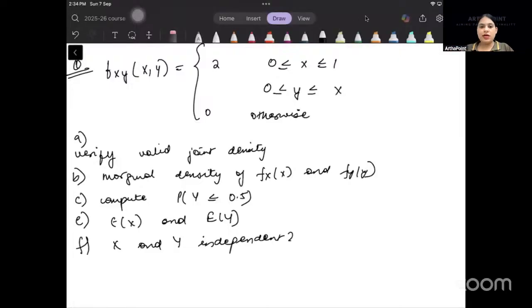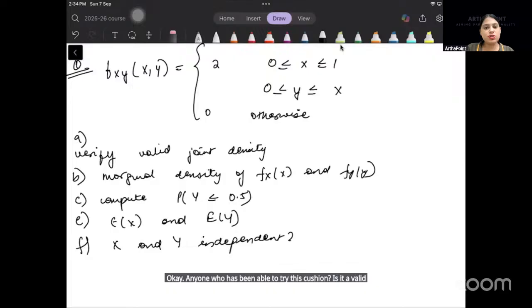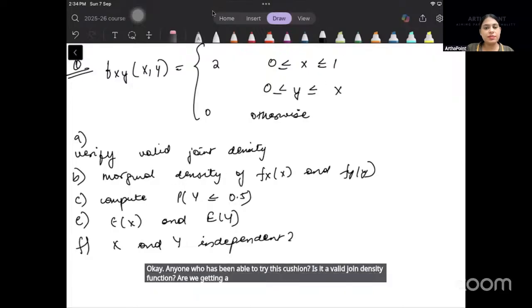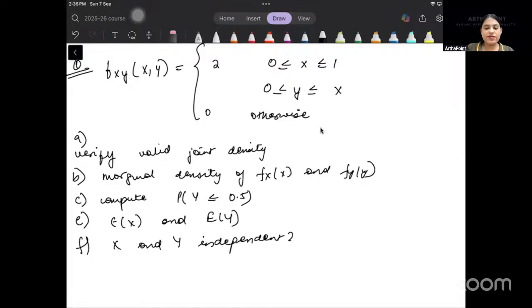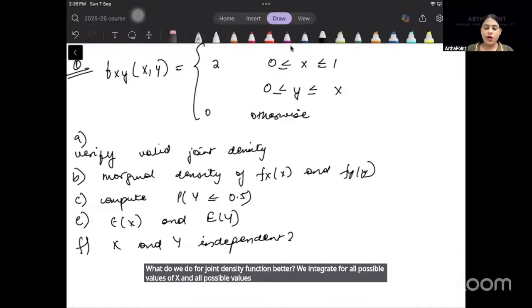Okay. Anyone who has been able to try this question? Is it a valid joint density function? Are we getting a valid answer? Let's try if it is a valid joint density function or not. What do we do for joint density function, beta? We integrate for all possible values of x and all possible values of y.